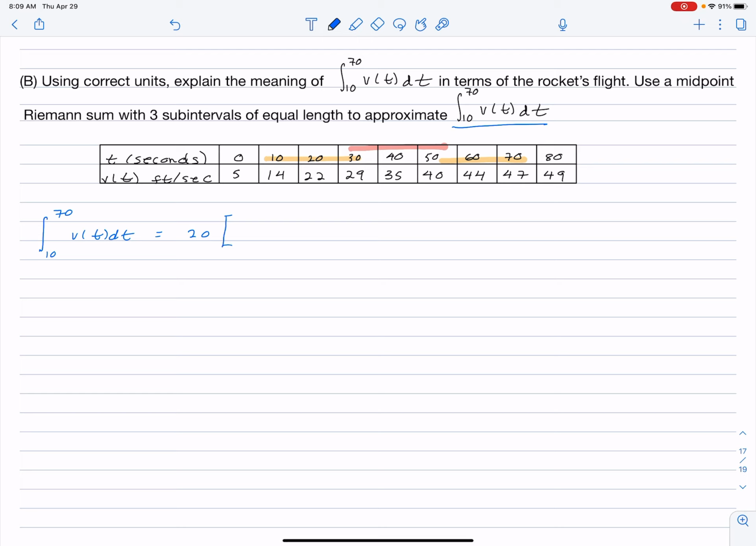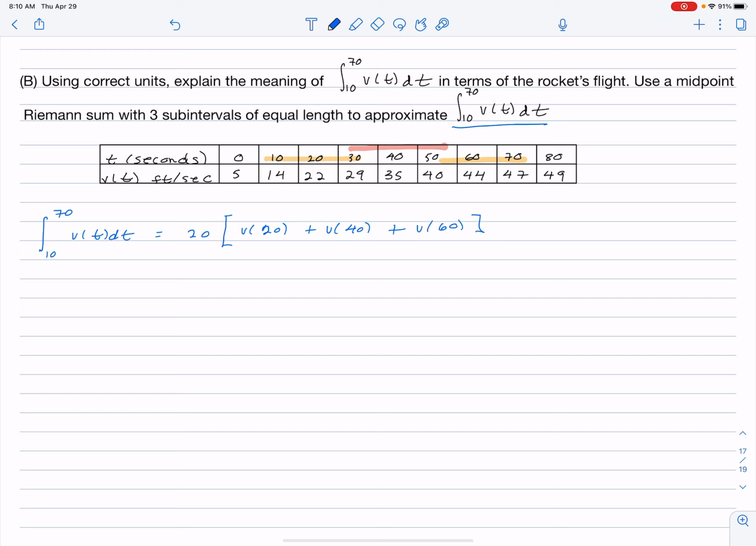Now, when we're looking at midpoint, if I want to find the midpoint of a rectangle, this is the left-hand side of the rectangle, this is the right-hand side, and this is the midpoint. So I'm using the midpoint to evaluate the height. In other words, I'm going to be doing v of 20 plus, let's go to the next one, left-hand side, right-hand side, so this has to be the middle. So v of 40 plus, again, left-hand side, right-hand side of the rectangle, v of 60 is the middle part.